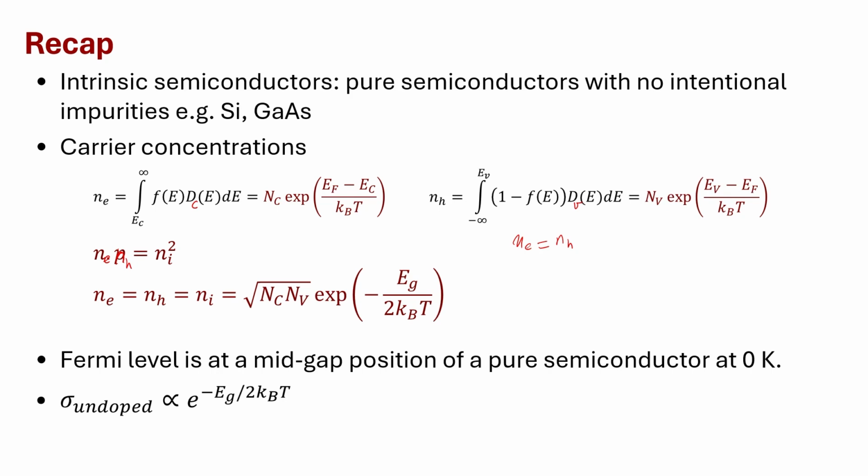We also saw that the Fermi level in a pure semiconductor at 0 Kelvin is in the mid gap position. So if you have a conduction band and valence band like this, EC and EV, then the Fermi level will lie right at the point Eg divided by 2 and Eg divided by 2 from both sides at 0 Kelvin, and this does move with temperature.